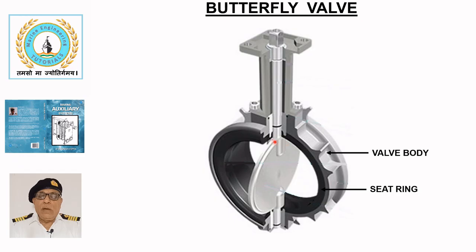A nitrile rubber seat ring is fixed to the valve body, providing a seal with the disc edges when the valve is closed. A bonnet is secured on top of the valve body to house the valve operating mechanism. In smaller valves, the bonnet is an integral part of the valve body.